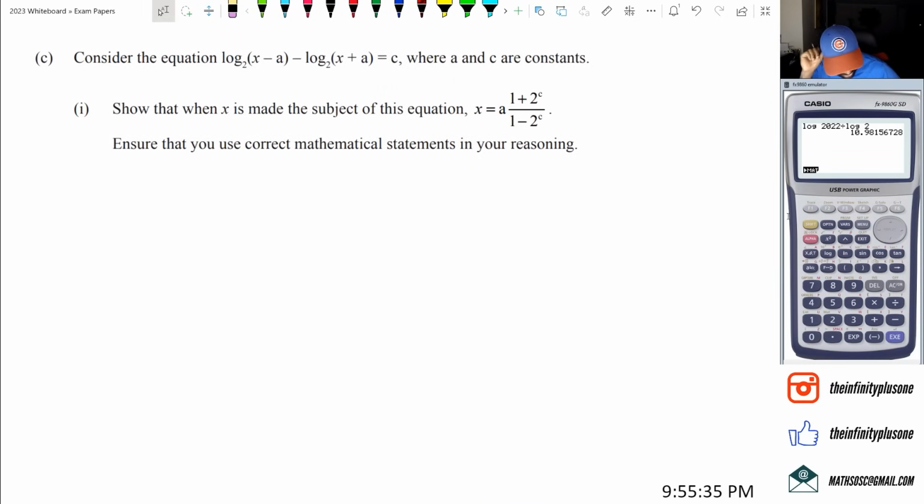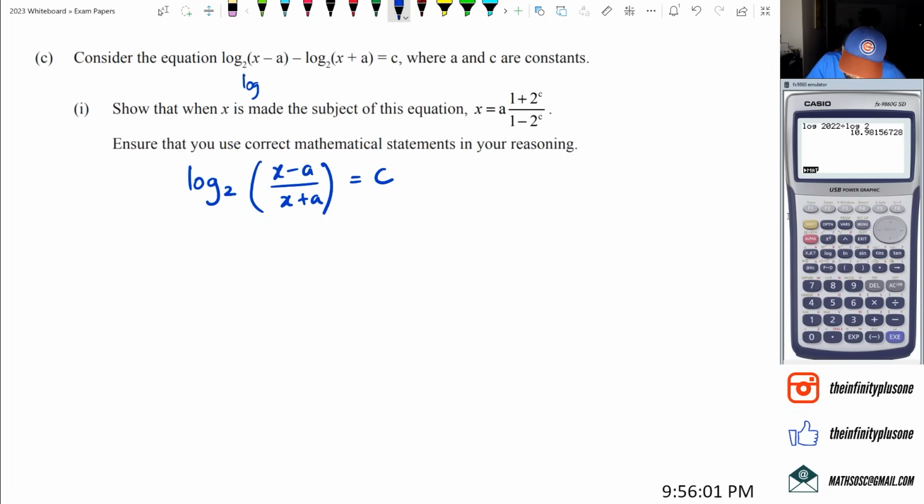So what do we got? Consider the equation where a and c are constants, and then make x the subject. All right, so we've got to make x the subject, right? The first thing I'm going to do is, it's actually got log to the base 2. And because it has log to the base 2, I can rewrite this as x minus a divided by x plus a equals c. Because remember that when you have something like log p minus log q, this is the same thing as saying log p divided by q. So that's all I'm doing there. But I'm keeping that base 2 there.